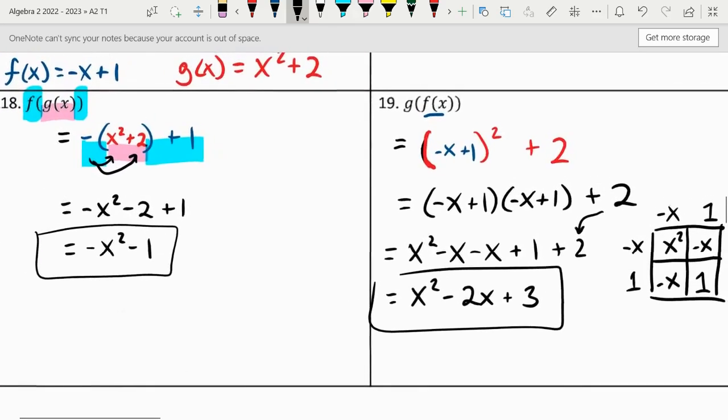Once again, looking at these side by side, it's just important to differentiate what your outside function is and what your inside function is. Okay, as long as you can tell those two things apart, you can plug them into each other without any issue whatsoever.